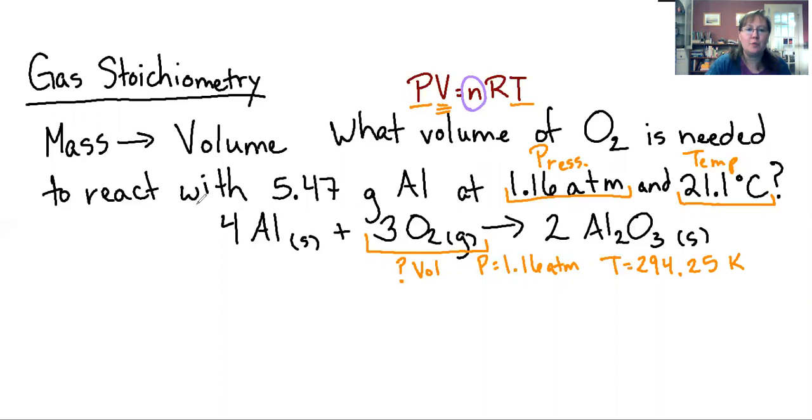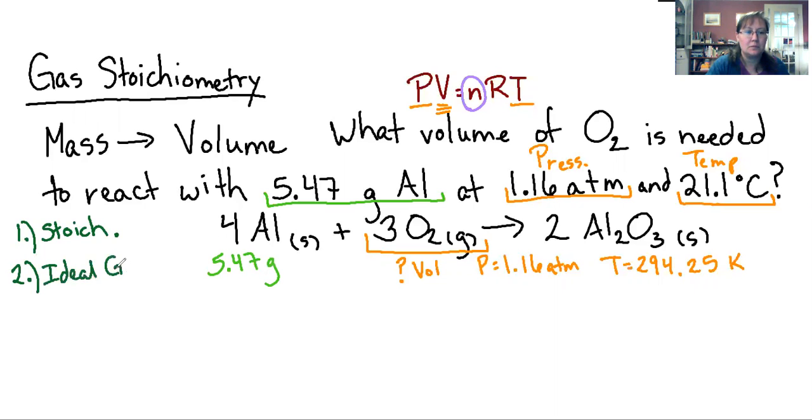Okay, so what we'll do is we'll come over here and say, okay, I see this 5.47 grams of aluminum. So we'll put that here to keep everything straight. Now, when we're going from mass to volume stoichiometry, the first thing that we're going to do is a stoichiometry of sorts, okay? And the second thing that we're going to do is use the ideal gas law, and that's PV equals nRT. Okay, so step one here is going to do stoichiometry.